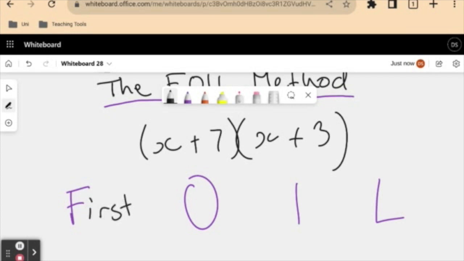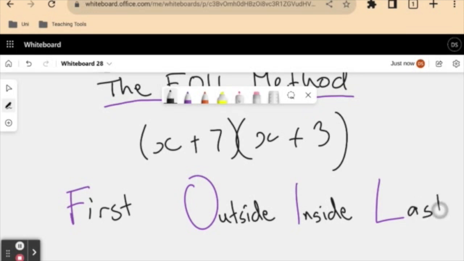Our O stands for our outside ones. So here our x and our 3 are our outside ones. Outside. Our I stands for our inside products. Inside. And L stands for the last. So these two are the last ones in terms of the binomial.